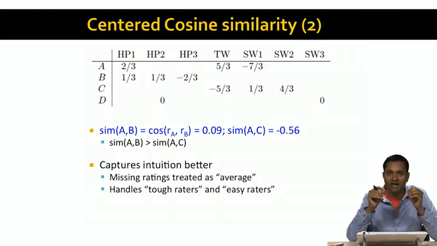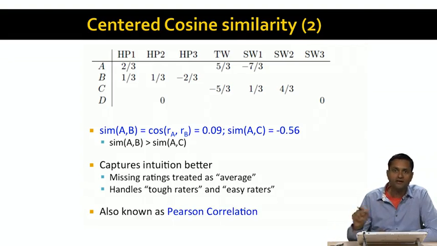By subtracting out the average rating of each user, we've centered users around an average of 0, and we've sort of normalized to some extent the tough raters and the easy raters. And so the centered cosine has these two advantages of centering around 0 and capturing our intuition better.